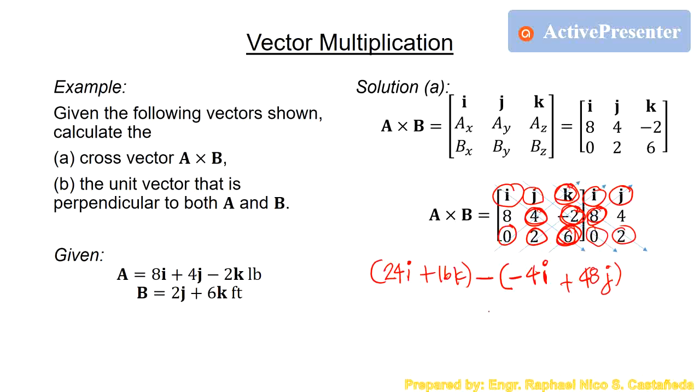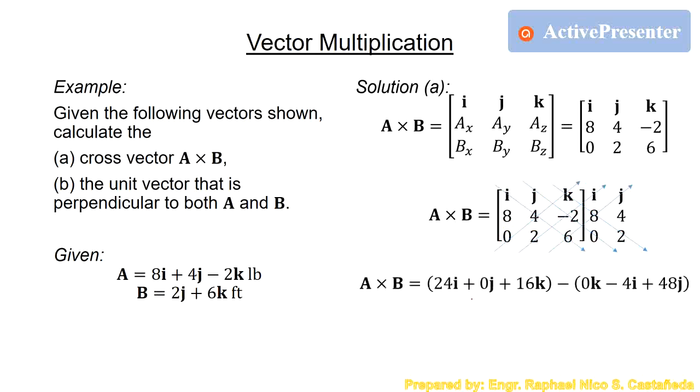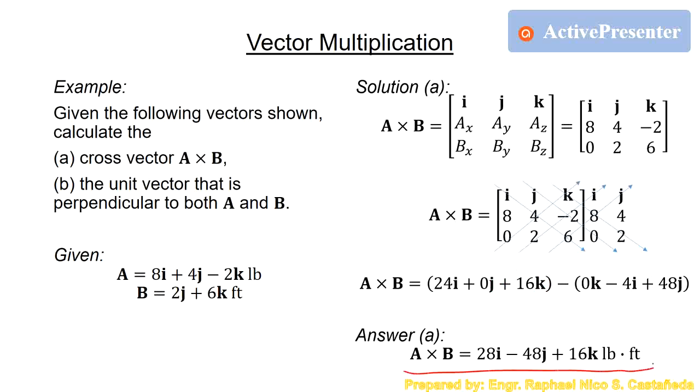Then simplifying, if we write it down, it will look like this, 48j being the last one. Combining like terms, we have 24i minus -4i, which gives 28i. Then we have -48j, which is this one. Then we have positive 16k, and we don't have another k here, so the answer is this one. So that's how you get the determinant.